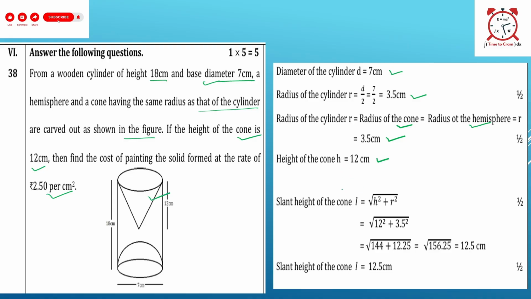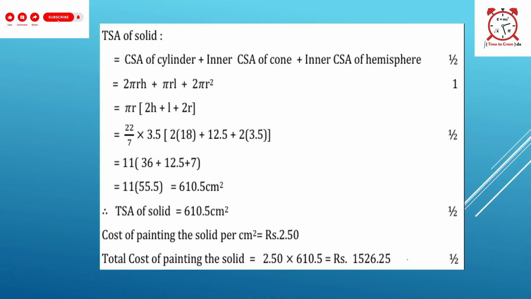We know that to find the curved surface area of the cone we need slant height L. So this is the Pythagorean formula. From this Pythagorean formula we will calculate the slant height 12.5 centimeter. So therefore slant height of the cone L equal to 12.5 centimeter. Now after that we will find the total surface area of the solid. So total surface area of the solid is what?